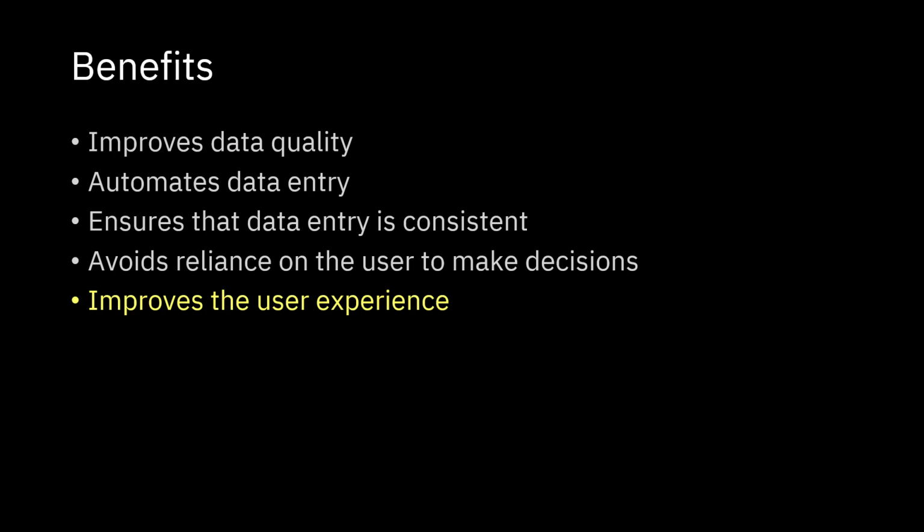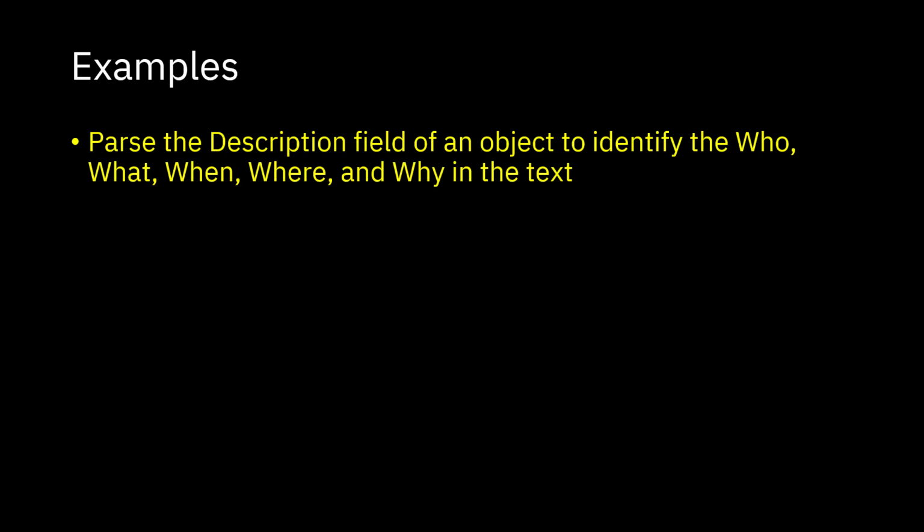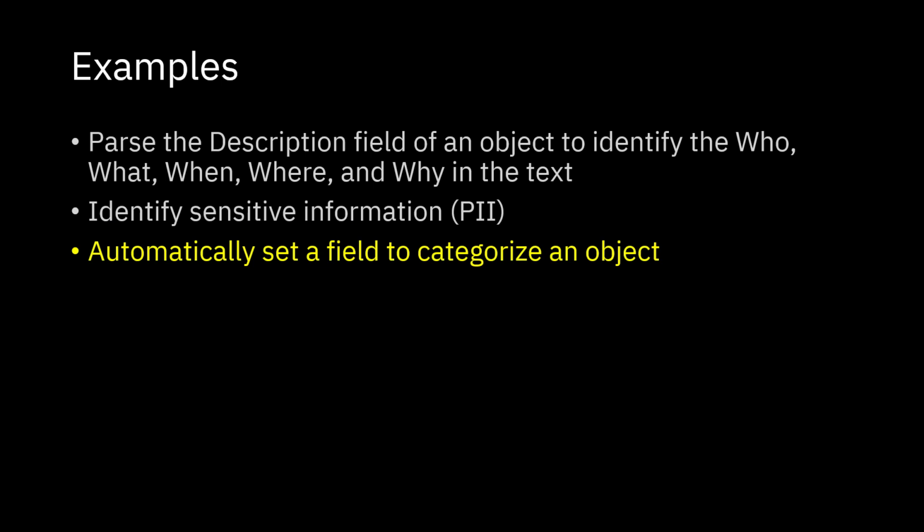For example, you can use an integrated model to parse the description field of an object to identify the who, what, where, when, and why in the text. This points out objects with inadequate descriptions so that the user can enforce consistency. It can identify sensitive information, commonly known as PII, allowing the user to remove the sensitive information and preventing the information from being stored. It can automatically set a field to categorize an object based on its description.